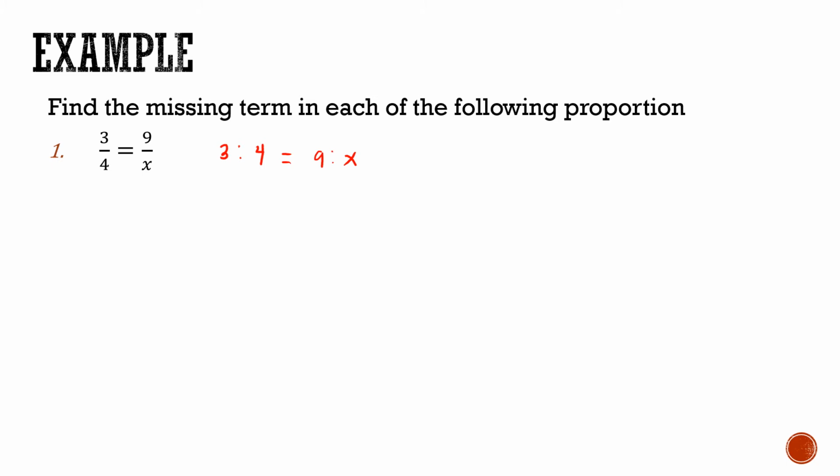Now, the concept of means and extremes will be used on this given equation. So 3 and x are your extremes, so that is 3 times x, and 4 and 9 are your means, so we multiply the means, that is 4 times 9. Multiplying 3 and x will give us a product of 3x, equal to the product of 4 and 9, which is 36.